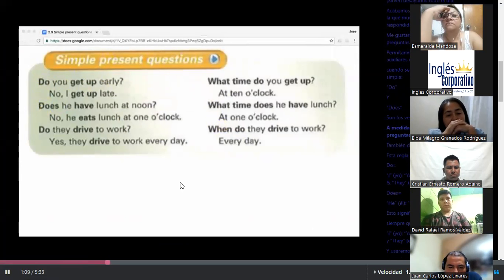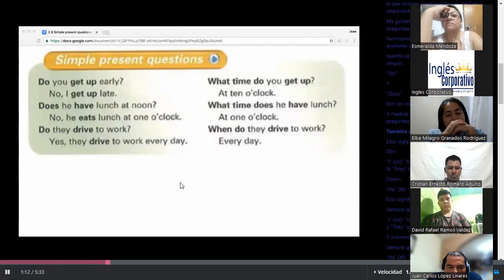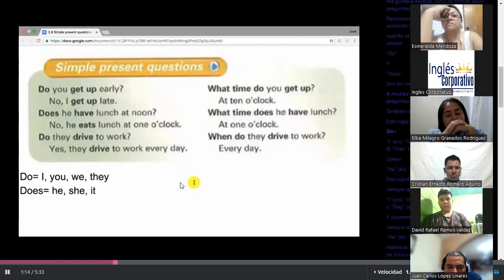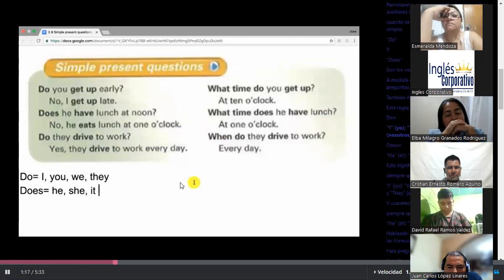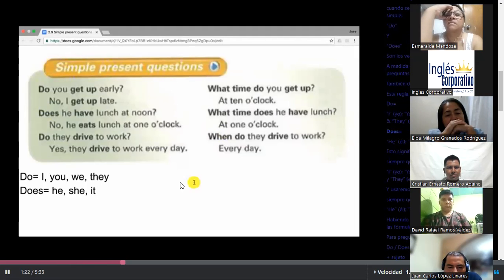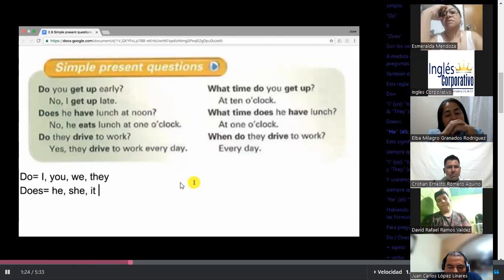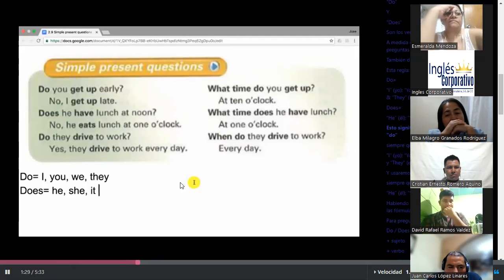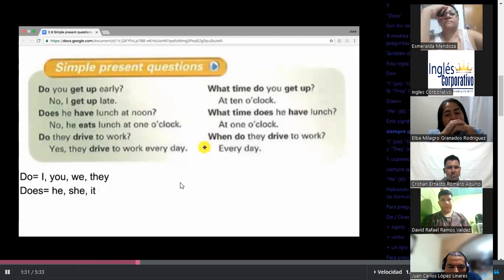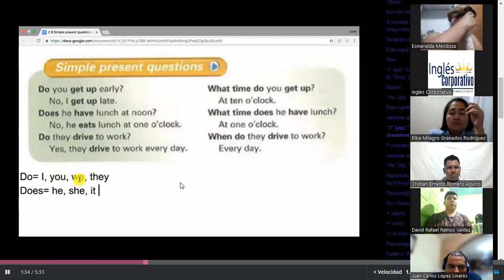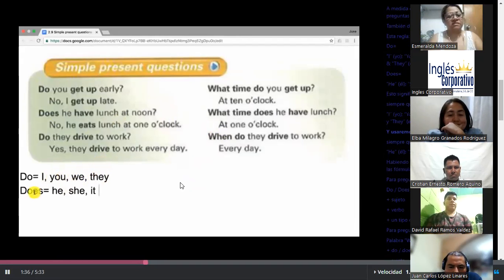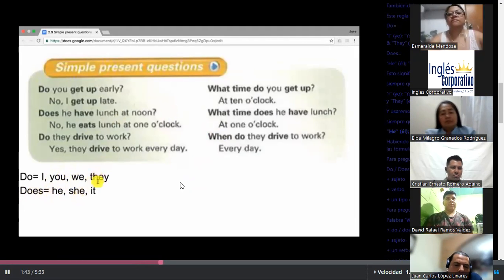As we start forming questions, you must also understand this rule. Do equals I, you, we, and they. Does equals he, she, and it. This means that we will use the auxiliary do whenever we use the pronouns I, you, we, and they. And we will use the auxiliary does whenever we use the pronouns he, she, and it.